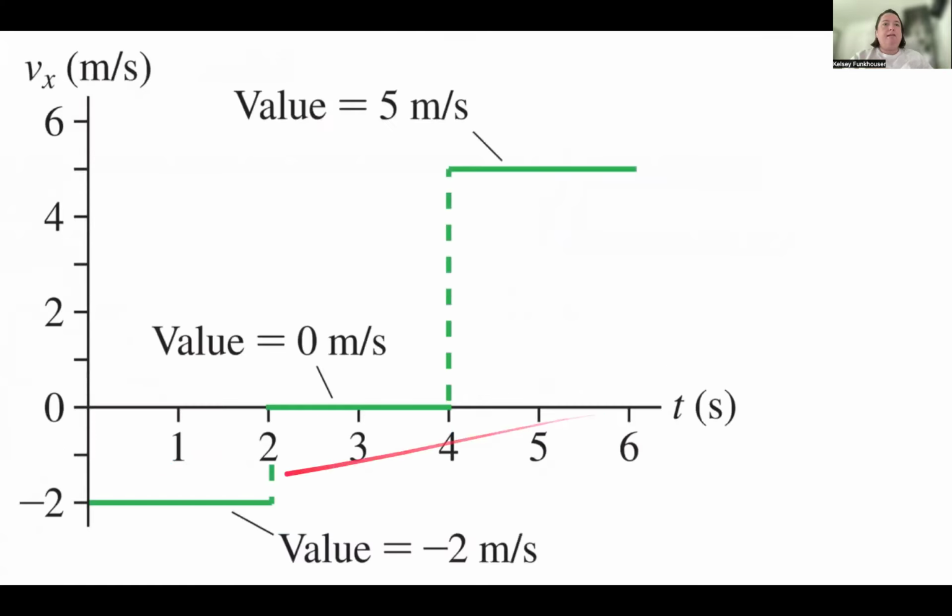And so here's what the velocity graph looks like. That first chunk from 1 to 2 seconds, the slope was -2. Then it was 0, like we said. And then the bigger part was 5 meters per second.